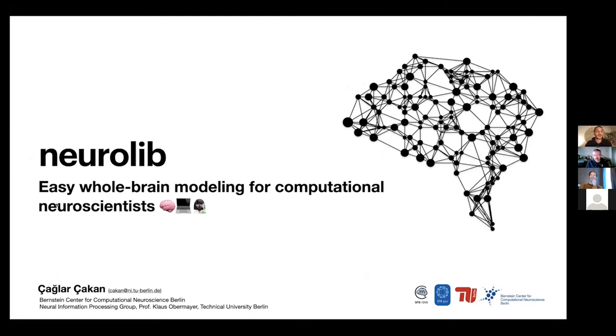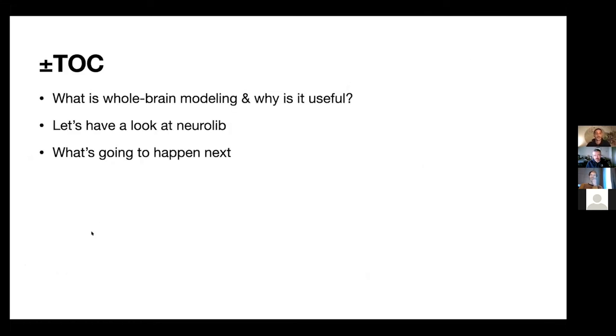As you can see, our tagline is easy whole brain modeling for computational neuroscientists. This is the gist of what I'm going to tell you: what is whole brain modeling and why it's useful. I think it might make sense to talk about this because I know that many people here are working on single neuron simulators, and whole brain modeling is not that popular among simulation and modelers yet, maybe. So I'm going to tell you a little bit about the background here. Then we're going to look at neurolib, and then I'll tell you a little bit about what we're planning to do if there is time left.